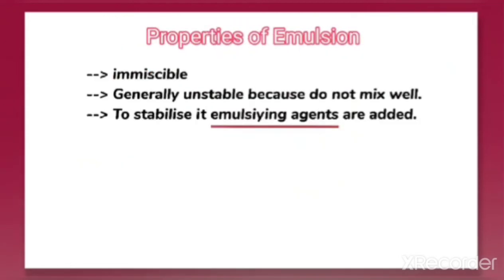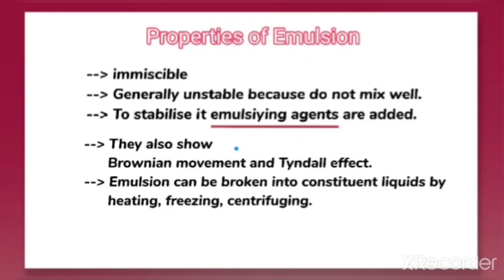We already defined some important properties of emulsions: they are immiscible, generally unstable because they do not mix well, and they get stabilized by emulsifying agents. So to stabilize it, we add an emulsifying agent. Now the other properties: they also show Brownian motion and the Tyndall effect, because these are properties shown by colloidal solutions. Since the emulsion is a colloidal solution, it shows Brownian motion and the Tyndall effect.